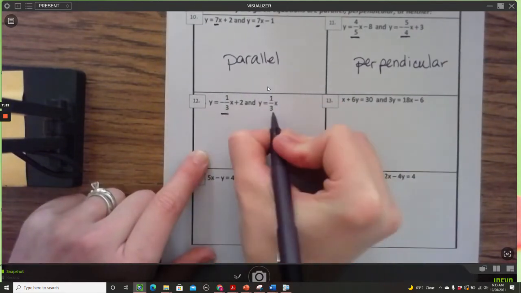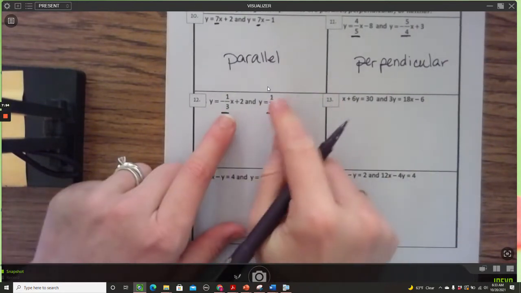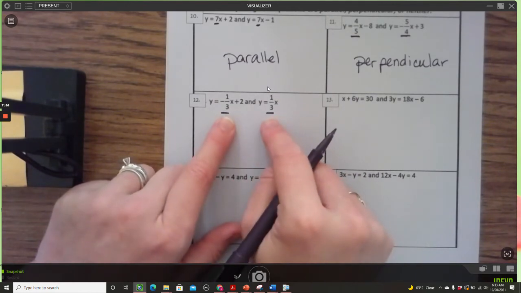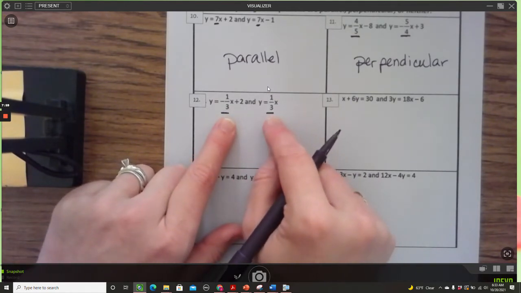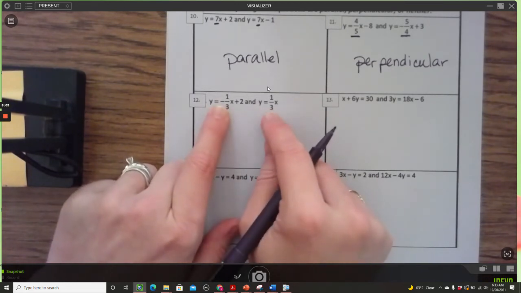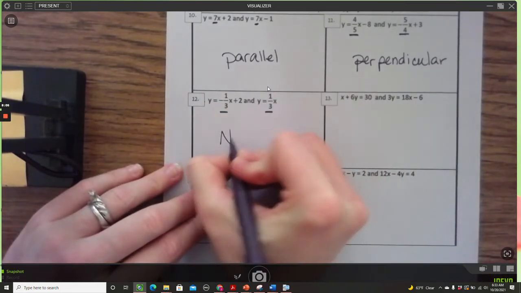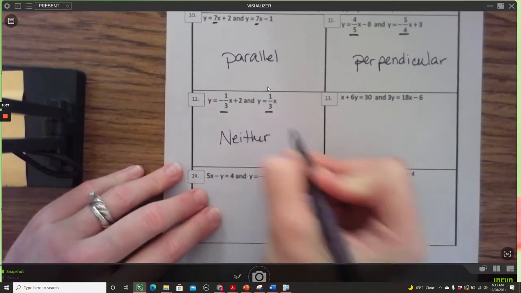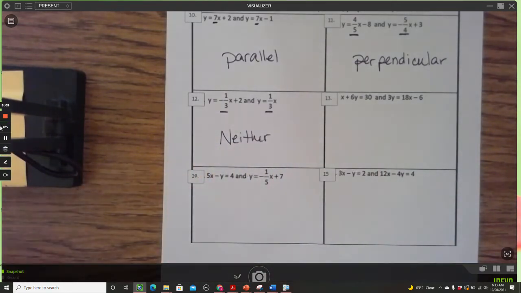Okay, got one more in slope-intercept form here. So I've got negative 1/3 and positive 1/3. So they're not the same. One's negative, one's positive, and it's not a reciprocal. So the number's the same, 1/3 and 1/3, just one's negative and one's positive. So these are neither. They're neither parallel or perpendicular.